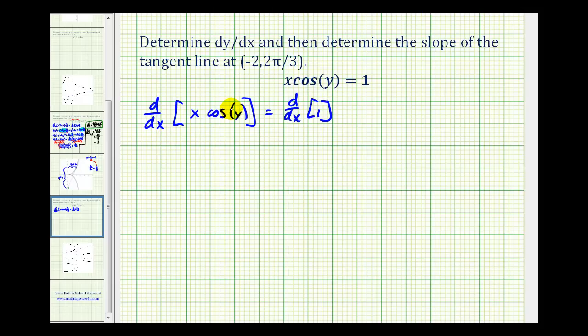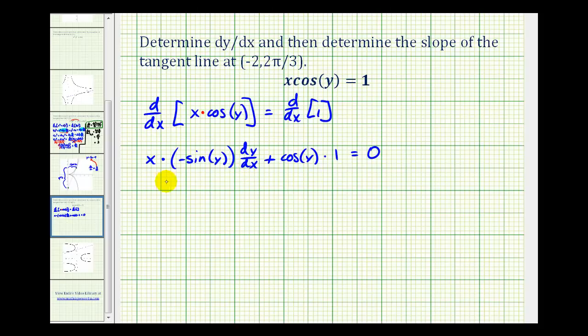To differentiate x cosine y, we'll have to apply the product rule. So we'll have the first function, which is x, times the derivative of the second function, which involves y, so we'll have to apply the chain rule. We'll have an extra factor of dy/dx. So the derivative of cosine y with respect to x will be negative sine y times dy/dx, plus the second function, which is cosine y, times the derivative of the first function, and the derivative of x is just 1, equals the derivative of 1, which will equal 0.